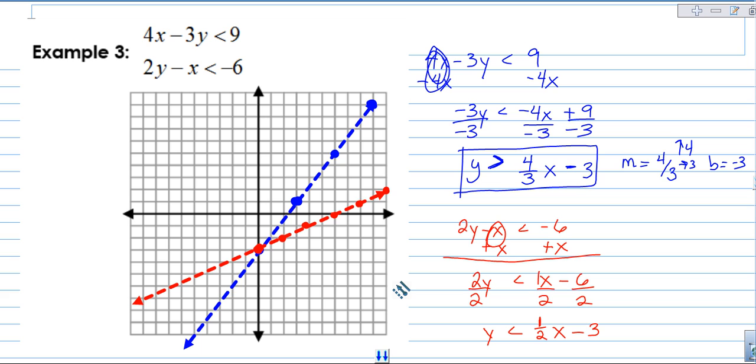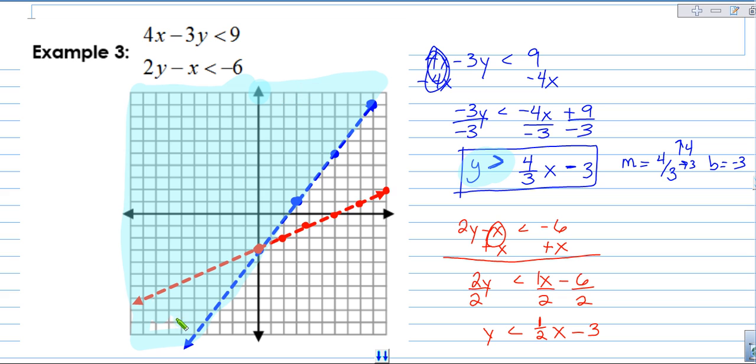Alright, and now for shading. Make sure you don't go to the original. You stick with where you were to begin with. So this is where my y's are greater. For the blue line up here, that's the greater side, so I'm going to shade on this side. Notice how I go through the whole other equation. I don't use that as a blocker or anything like that. I shade this whole side of the blue line.